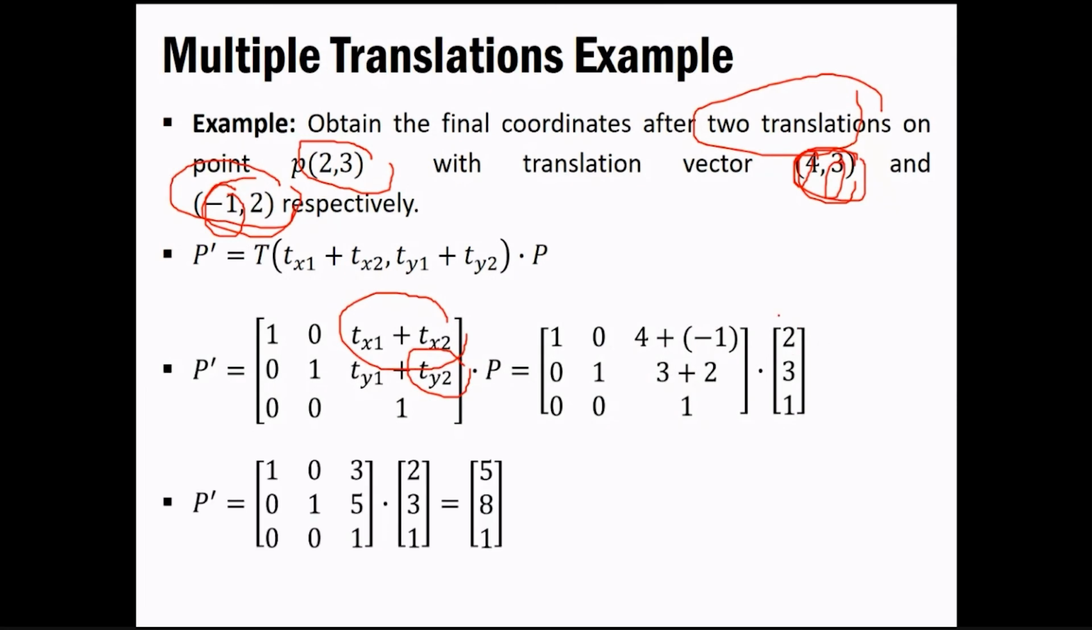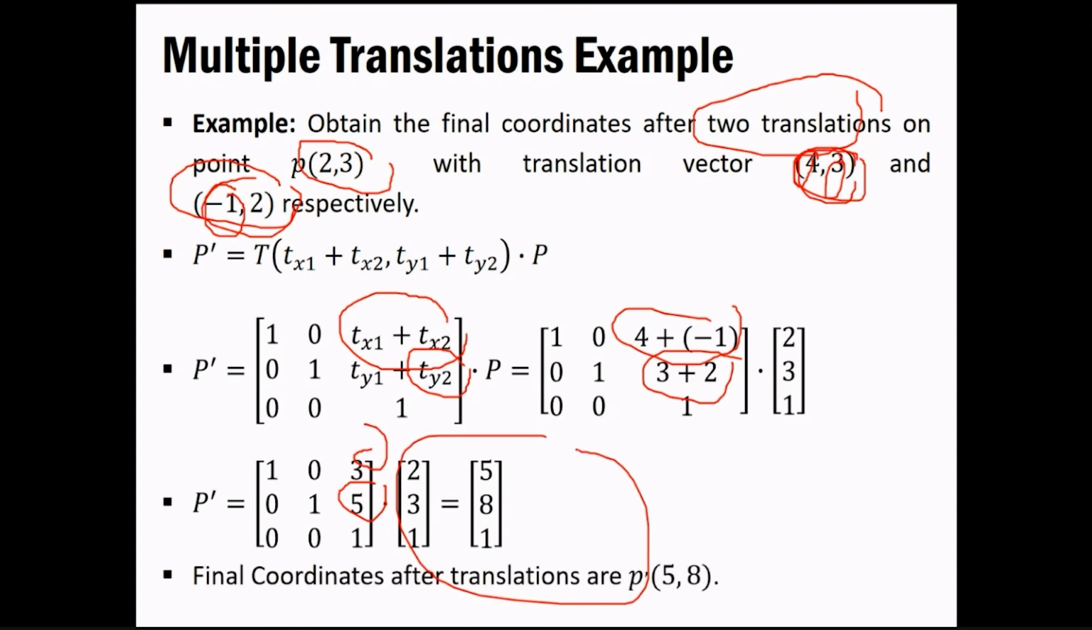Okay, so based on this calculation, you'd be having 3. Similarly for this calculation you are having 5, and the remaining entries can be written as they are, and then you have to multiply with the given point, that is 2, 3 and 1, and that is what gives us the result, p dash, that is (5, 8, 1) in our case. But obviously we are dealing with 2D coordinates, so remove the homogeneous component and you will have the resultant point as (5, 8) after two such translations.